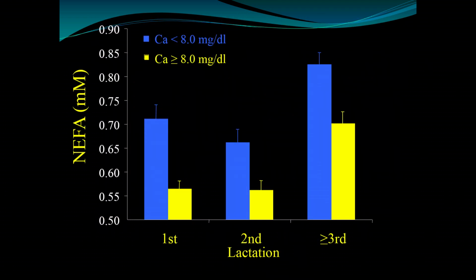Those same 2,300 blood samples, we measured non-esterified fatty acid levels. NEFA, again, an index of how much body fat's being mobilized at an instant in time. And you can see that it didn't matter whether you were a first, second, or third lactation cow. If your blood calcium fell below 2 millimolar, you were going to have a high NEFA level. High NEFA leads to displaced abomasum, fatty liver, ketosis. Not a good thing.